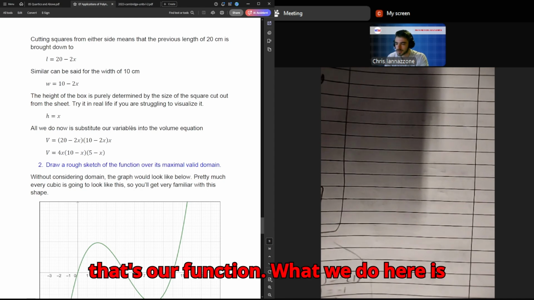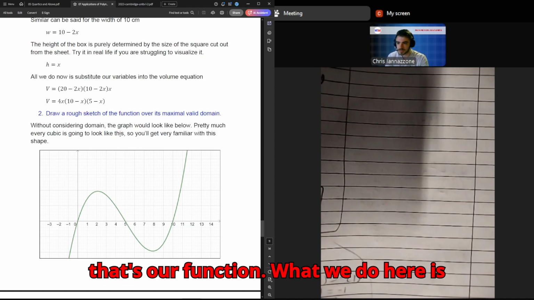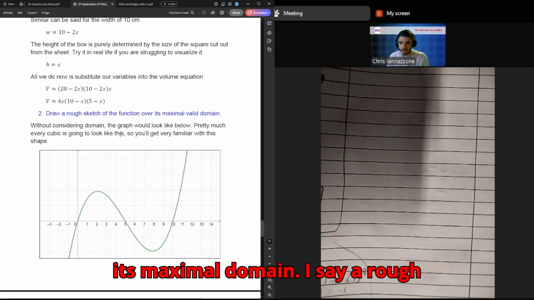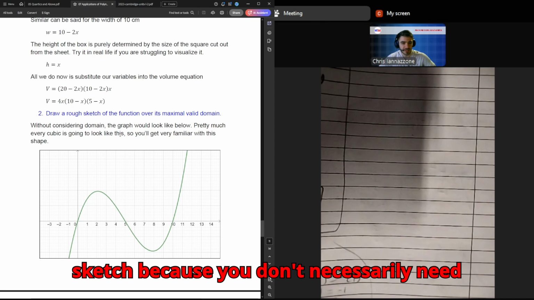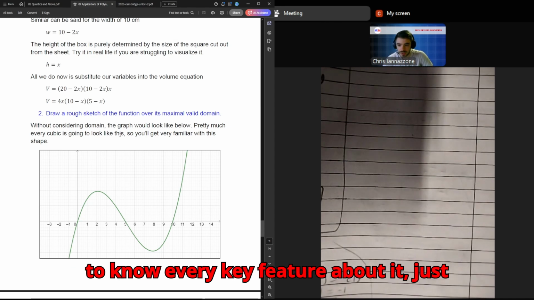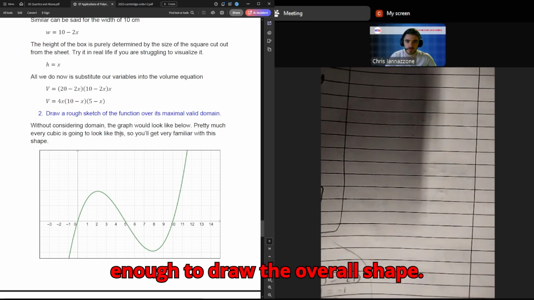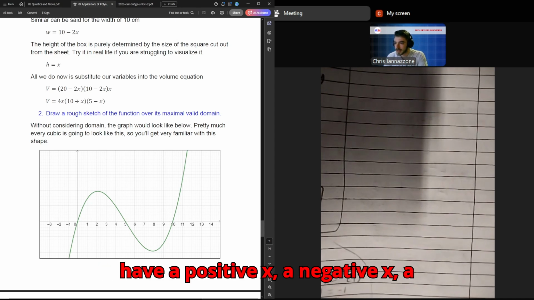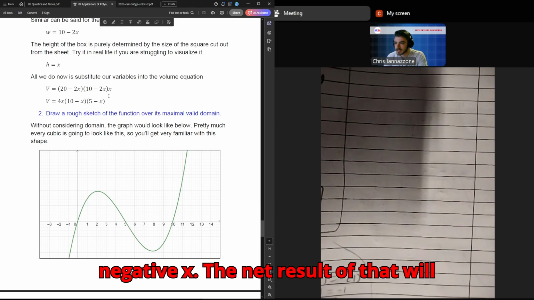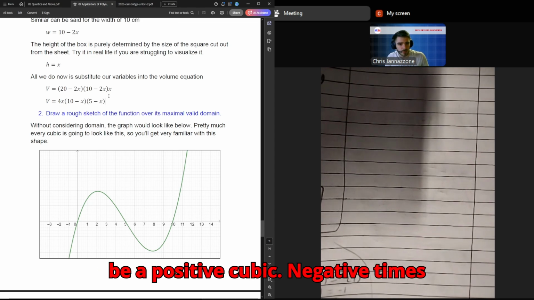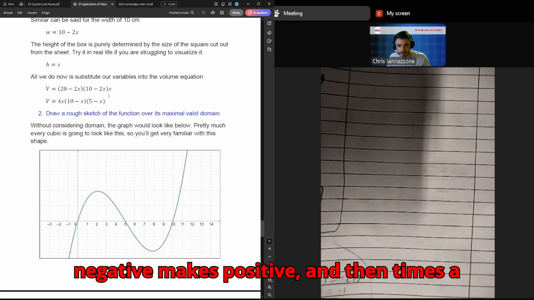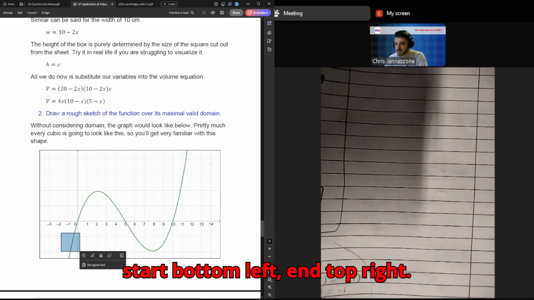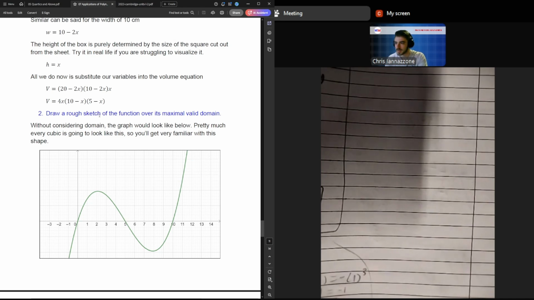Okay, that's our function. What we do here is draw a rough sketch of that function over its maximal domain. I say a rough sketch because you don't necessarily need to know every key feature about it, just enough to draw the overall shape. So, what does that look like? Well, we have a positive x, a negative x, a negative x. The net result of that will be a positive cubic. Negative times negative makes positive, and then times the positive again to remain positive. So we start bottom left, end top right.